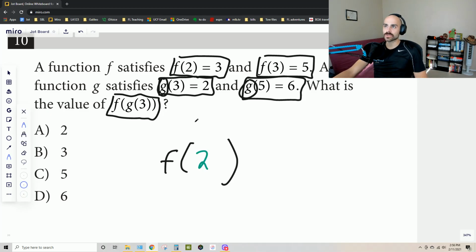And they actually tell us what f of 2 is. They tell us that f of 2 equals 3. So it ends up being that the answer to this is 3, which is B.